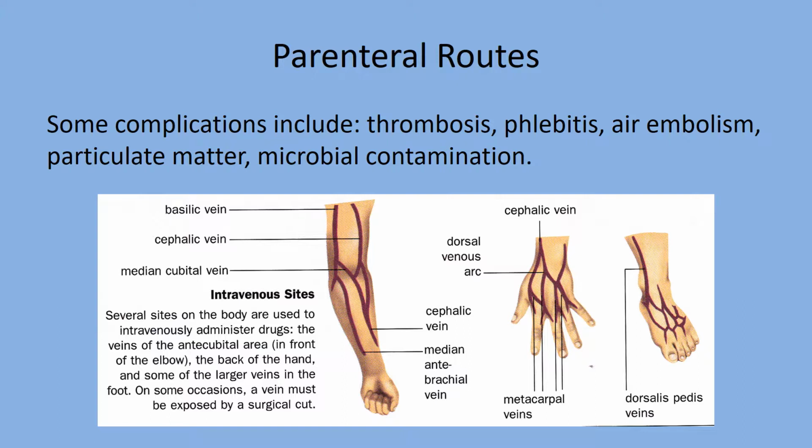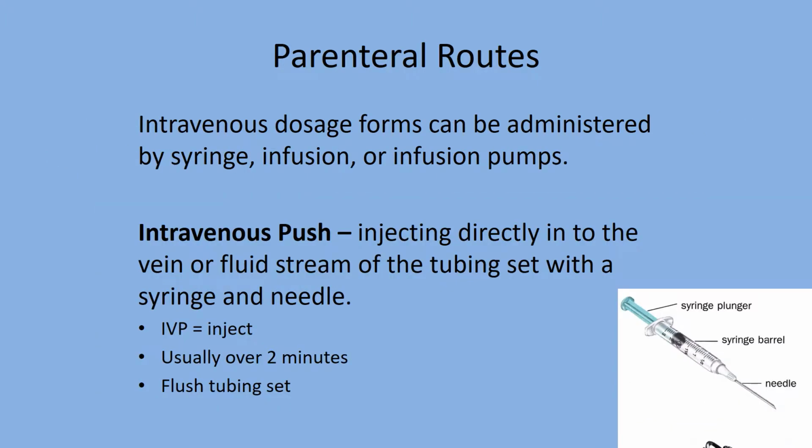For IV routes, very common sites are inside the elbow, the back of the hand, or the top of the foot to access large veins. Intravenous push. For us, since it's loaded in a syringe, the verb is going to be inject. So we're going to inject the drug into the tubing, the fluid stream of the tubing set.